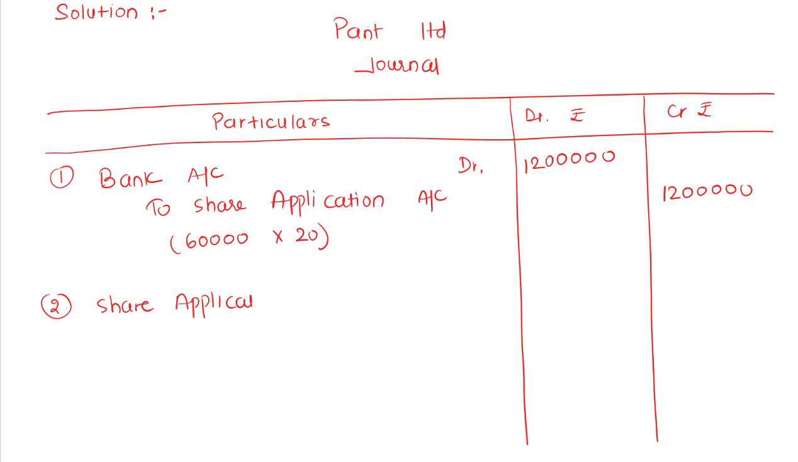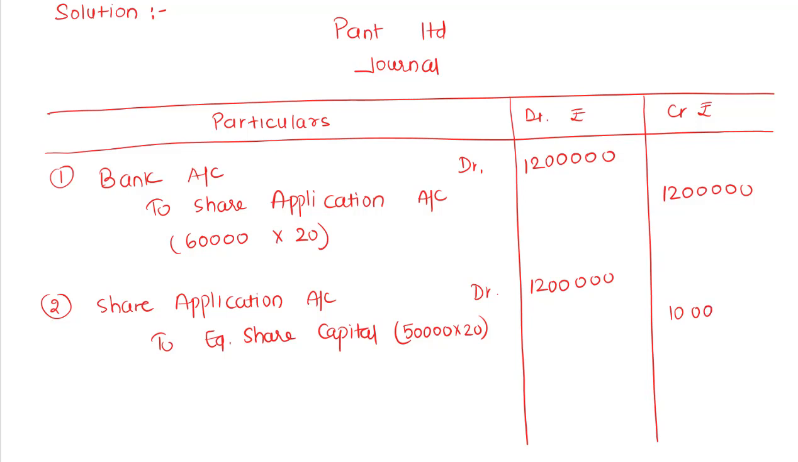Share application account debit 12 lakhs, to equity share capital, 50,000 multiplied by 20. 50,000 shares multiplied by 20 is 10 lakhs, to bank account 2 lakhs.